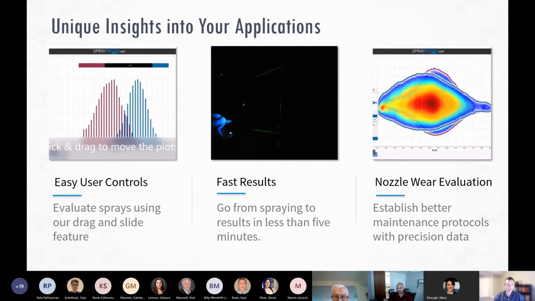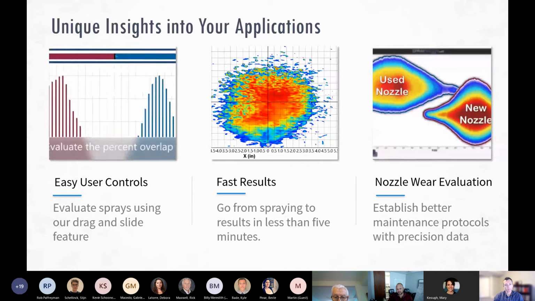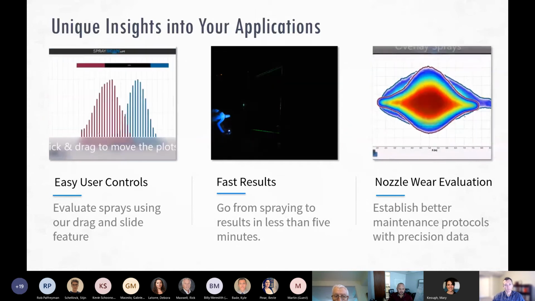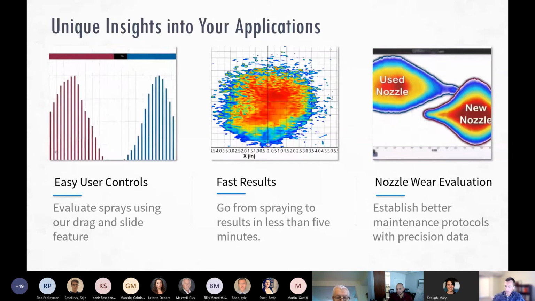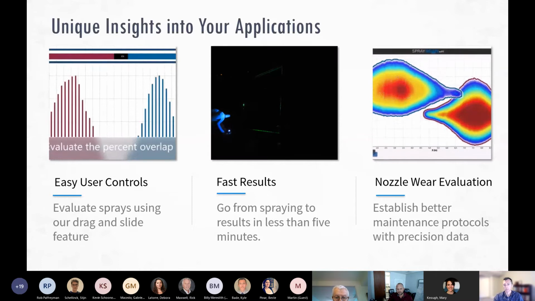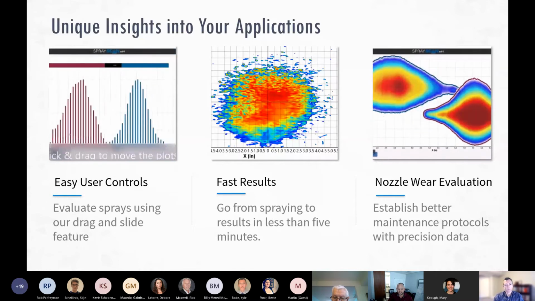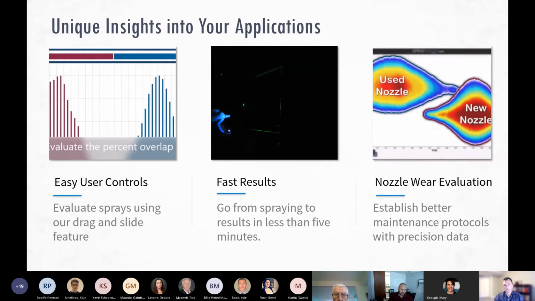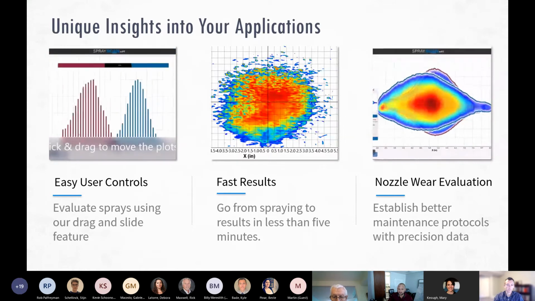So what's neat about this is there are a myriad of applications where we see this being used. Not only is it easy user controls to take what took a lot of sophistication, a highly trained staff, to where now it can be leveraged and used by you.